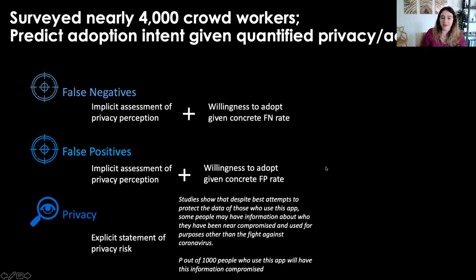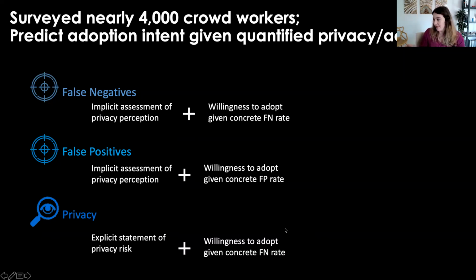So in that case, we said, studies show, despite best attempts to protect the data of those who use this app, some people may have information about who they've been near compromised and used for purposes other than the fight against COVID. P out of 1,000 people who use this app will have this information compromised. And we set P based on the distribution of people's privacy perceptions. We did the exact same false negative rate.